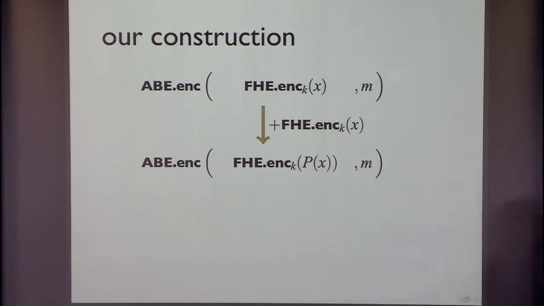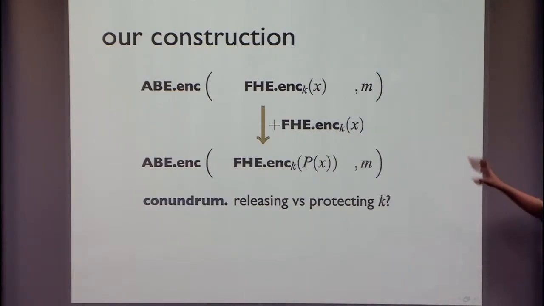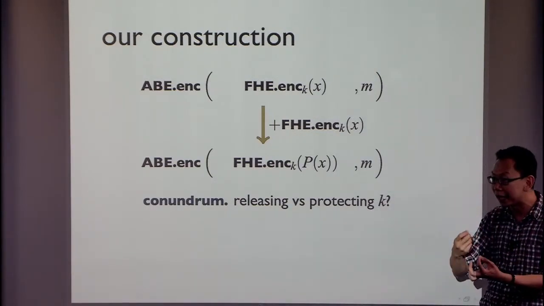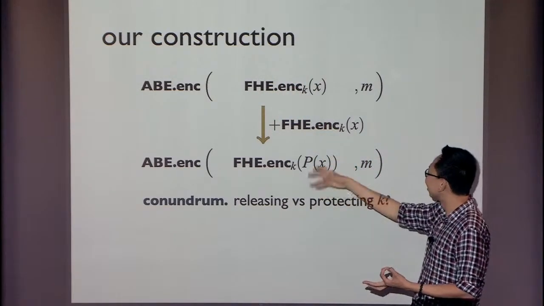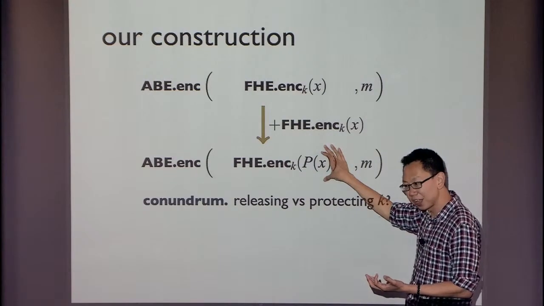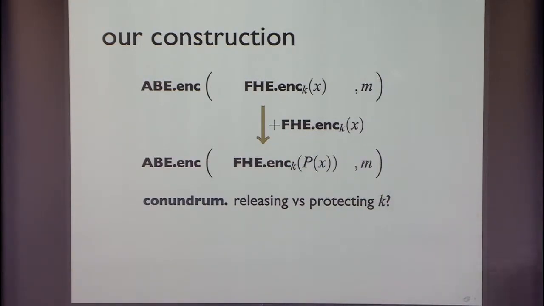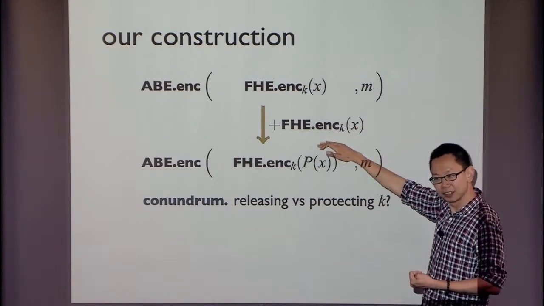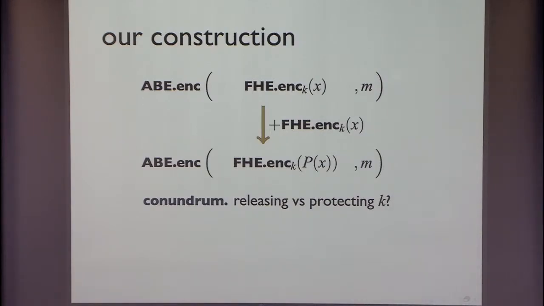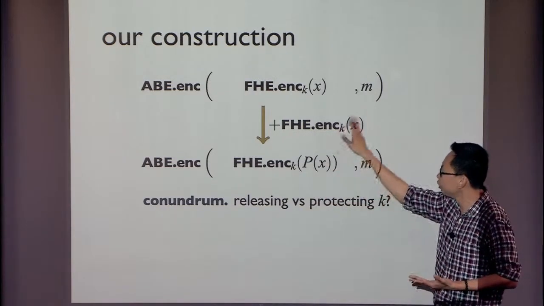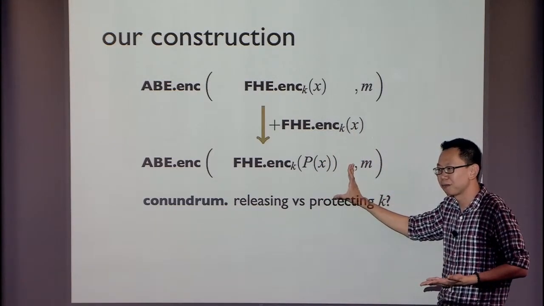So now we are faced with a conundrum. We want to somehow release a little bit of information about K in our new ciphertext, so that you can check whether P of X is 0. And yet at the same time, we want to protect K, because if we completely give up K, you will violate security. You no longer can use semantic security of the FHE scheme. At the same time, we need to give up a little bit of information about K so that you can check whether P of X is 0.